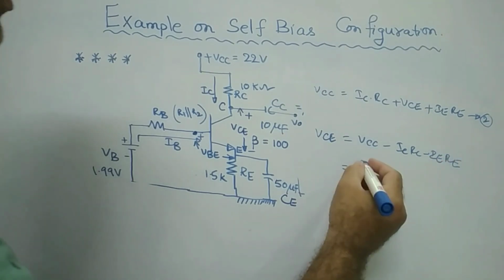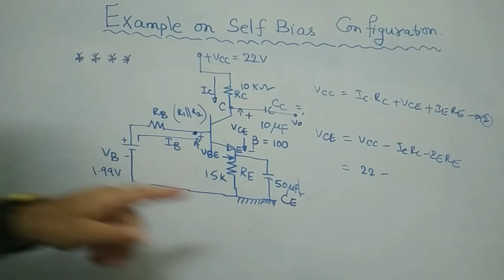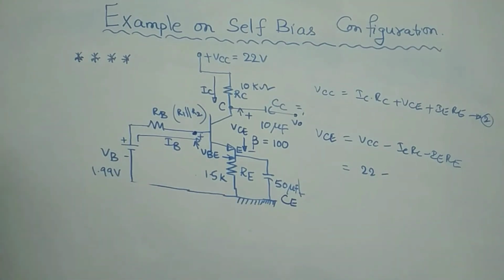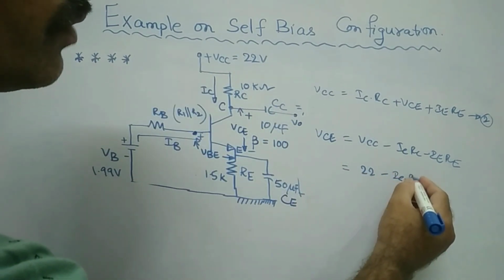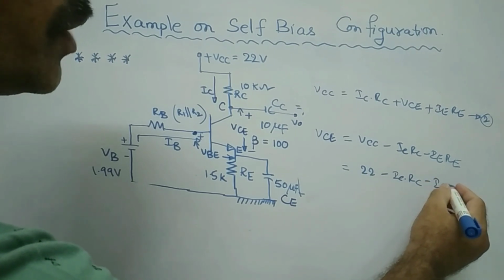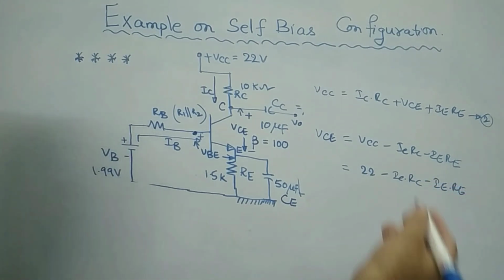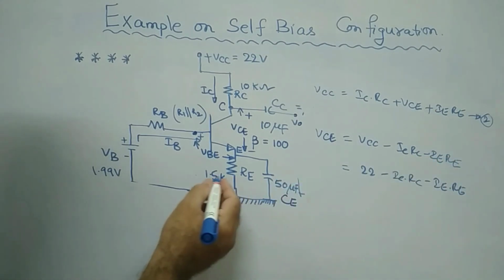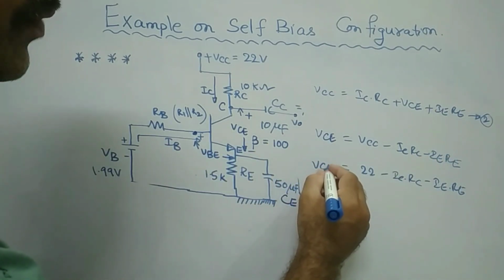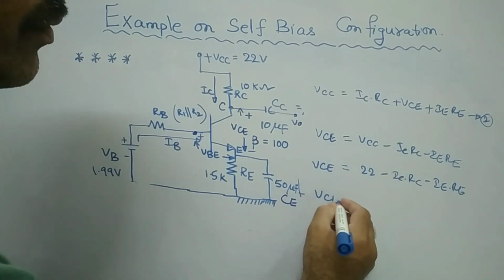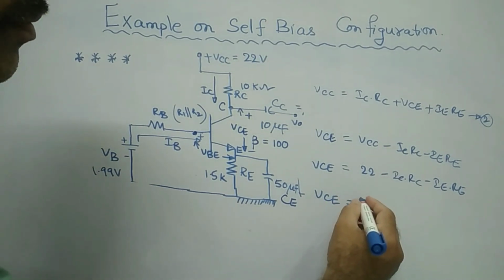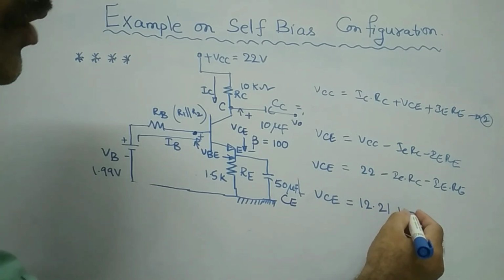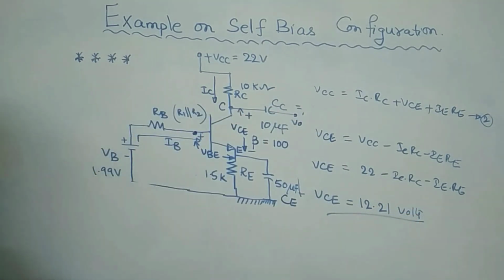So VCC is your 22 volts minus IC, already we have obtained now 0.85 milliamps. RC nothing but your 10 kilo ohms. Is it not? You know everything from the circuit. IE is equal to 1 plus beta times IB, RE nothing but 1.5 kilo ohms, right? So if you substitute all those things, you will get your VCE approximately 12.21 volts normally.